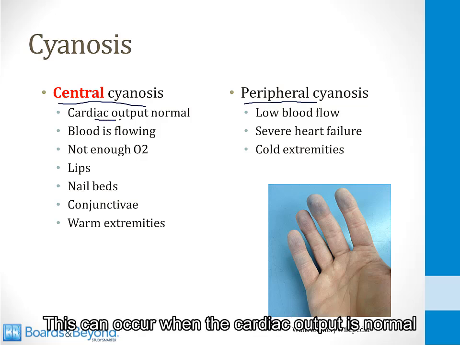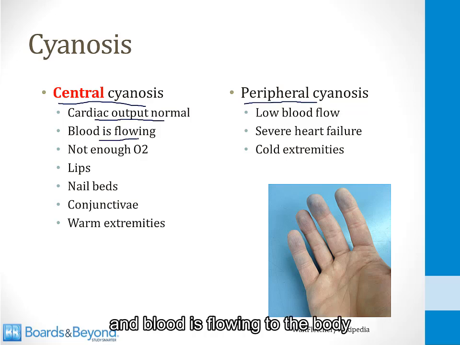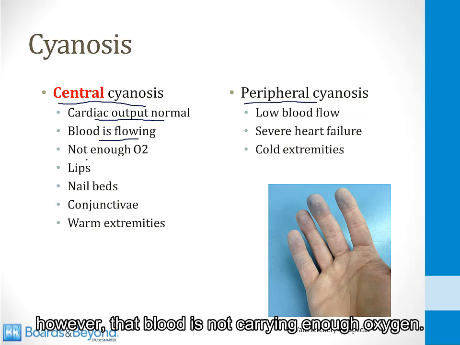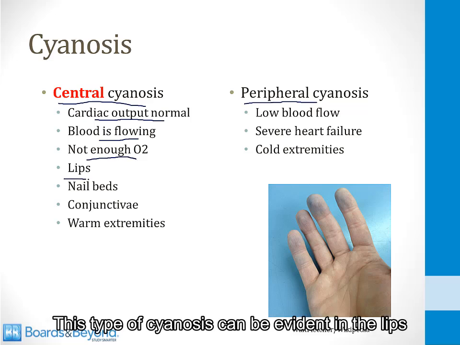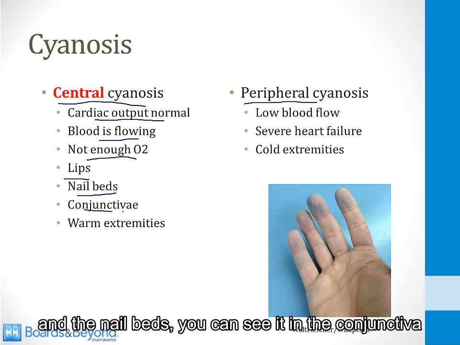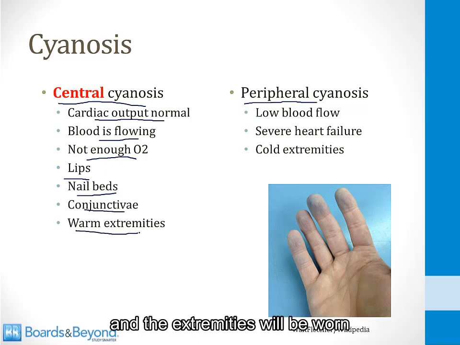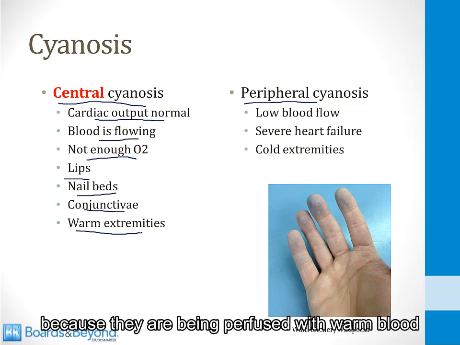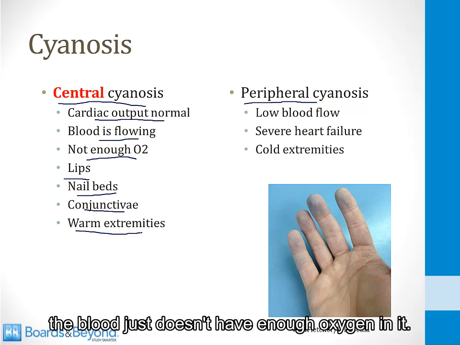This can occur when the cardiac output is normal and blood is flowing to the body. However, that blood is not carrying enough oxygen. This type of cyanosis can be evident in the lips, in the nail beds. You can see it in the conjunctiva, and the extremities will be warm because they are being perfused with warm blood. The blood just doesn't have enough oxygen in it.